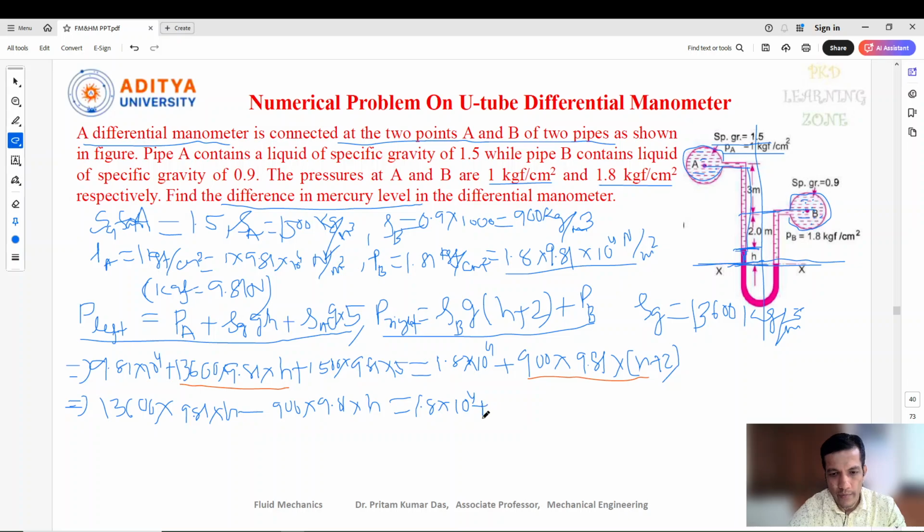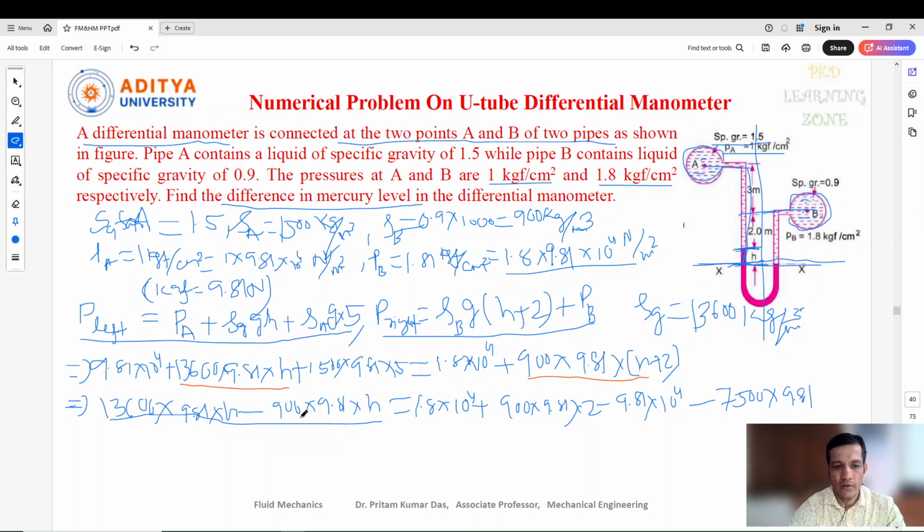4 plus 900 into 9.81 into 2, minus the remaining value, this one, minus 9.81 into 10 to the power 4, minus this one, 7,500 into 9.81. So these are the values we kept: the H value on one side, all the remaining values on the other side. Now if you solve this equation, we can take something common, like 9.81. You can see 9.81 is there almost everywhere.